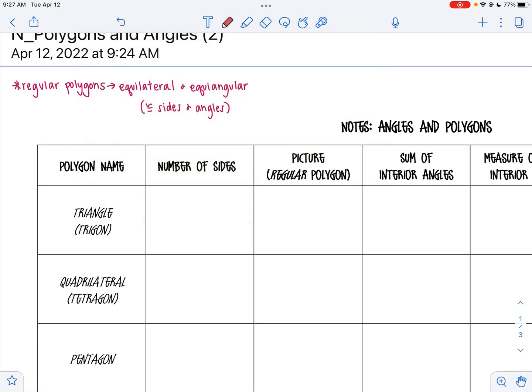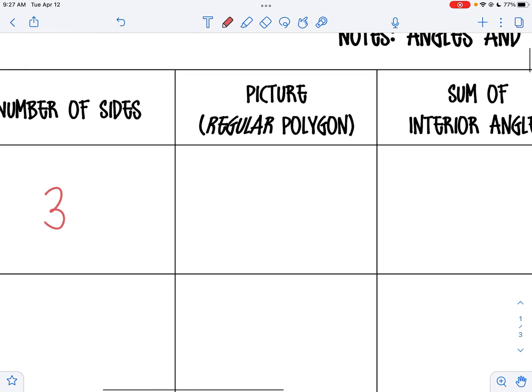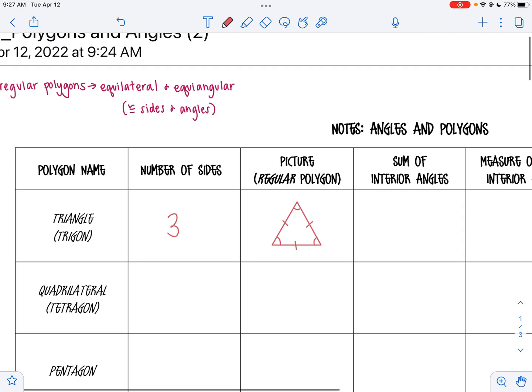For example, a triangle, sometimes known as a trigon, has three sides. That's something that you already know. A triangle has three sides. If I were going to draw a picture of it, I would want to draw an equilateral, equiangular triangle, so I'm going to try to do my best. Then I can put ticks in there because it's equilateral, and I can put arcs in there because it's equiangular.